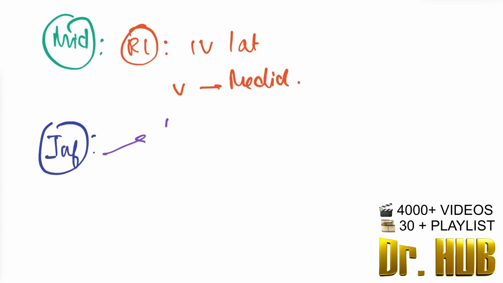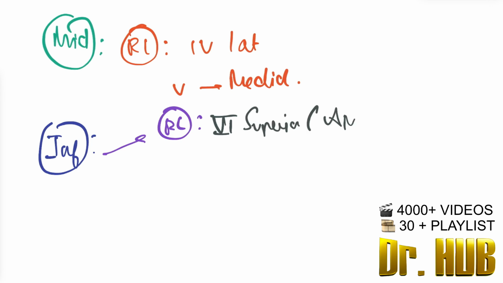Now let's look at the inferior lobe. Under inferior, there is a right lung. What does it include? There is 6, which is the superior, the apical. Next there is 7, which is nothing but medial basal.